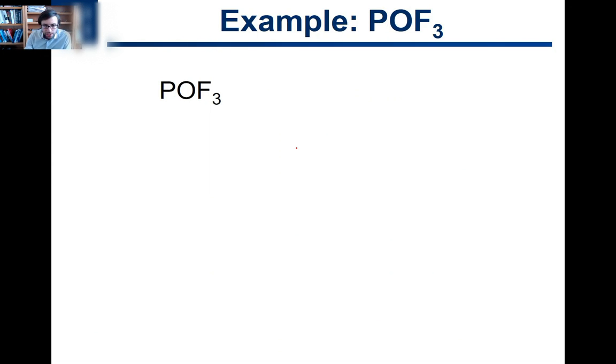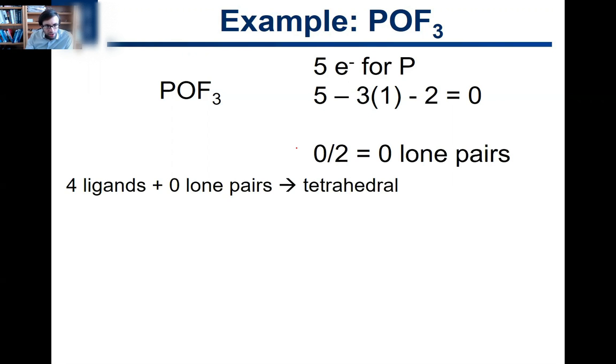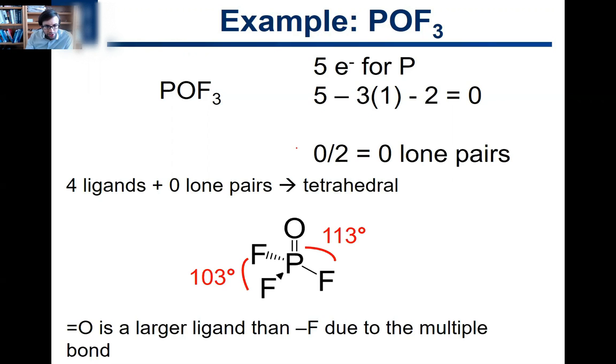Let's look at another one here, POF3. Very similar thing. Phosphorus is in group 5. Same types of ligands. 3 fluorine 1-electron ligands, and then a 2-electron oxygen ligand. That gives you 0. And then 0 divided by 2, 0 lone pairs. 4 ligands, no lone pairs. Tetrahedral steric geometry, tetrahedral molecular geometry.